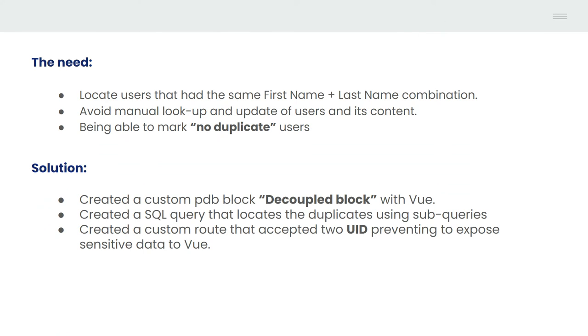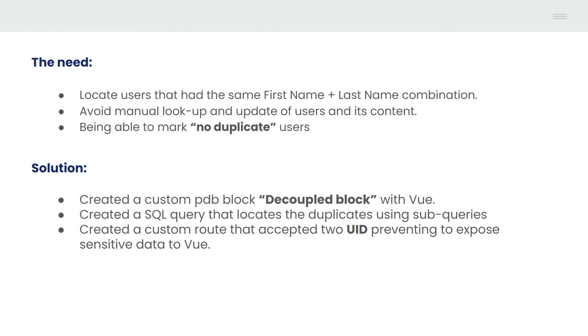Yeah, so basically we talk about the need: locate the users that have the same first name, last name. Also sometimes these users have related content and roles already. So you needed to add another role and move all the content to this new user. Another need was to be able to mark duplicates. For example, there was another Israel Morales from another company, so that's another duplicate, and you don't want to see that appearing again.